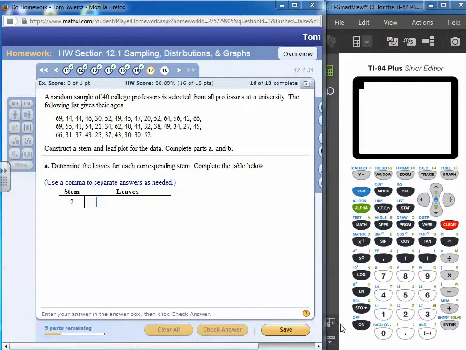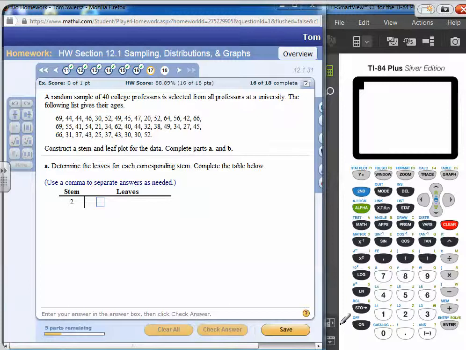Let's go ahead and solve homework exercise number 17 from section 12.1. We have a random sample of 40 college professors, and we're given a list of their ages. We're supposed to plot a stem and leaf.